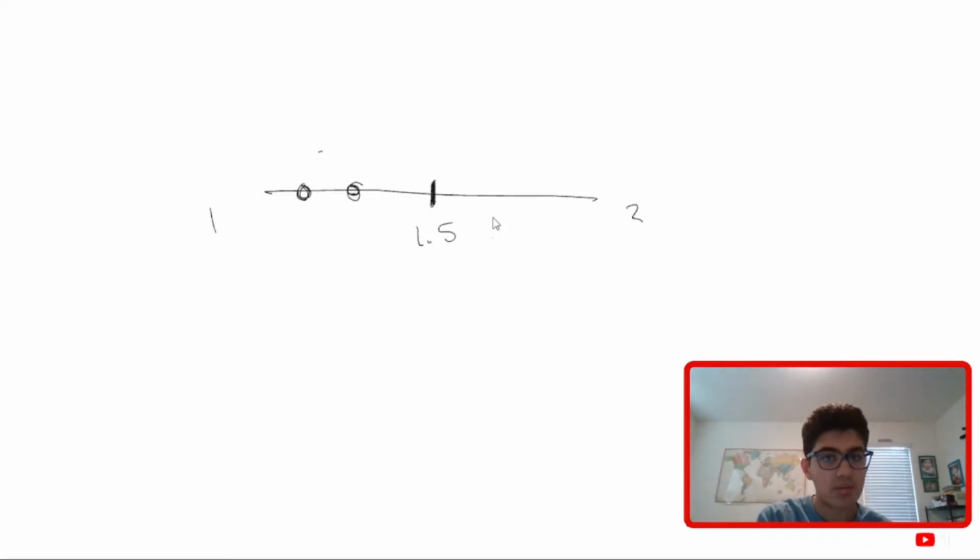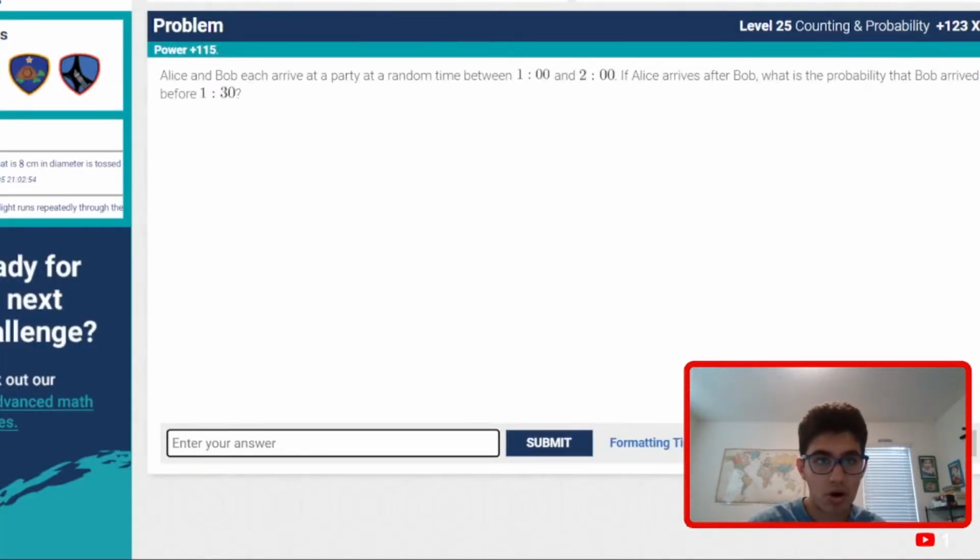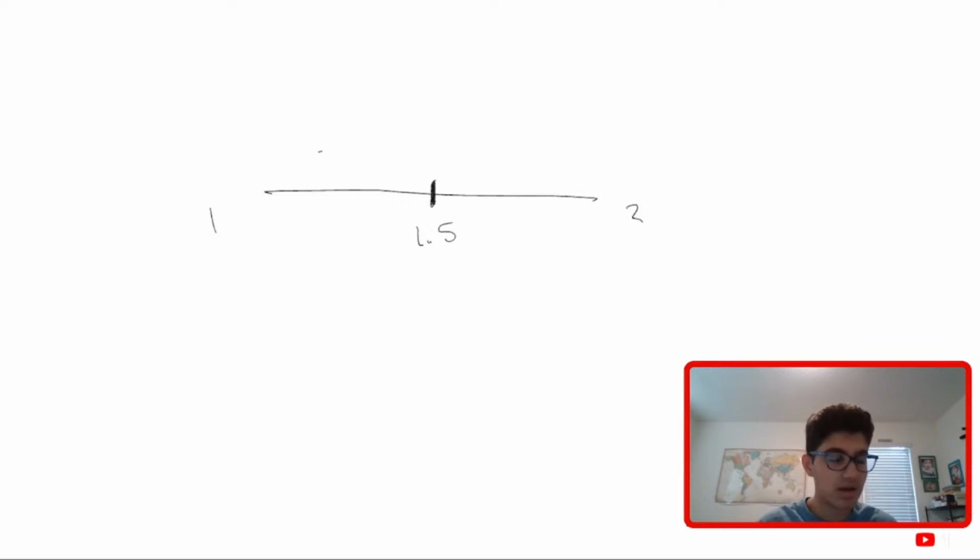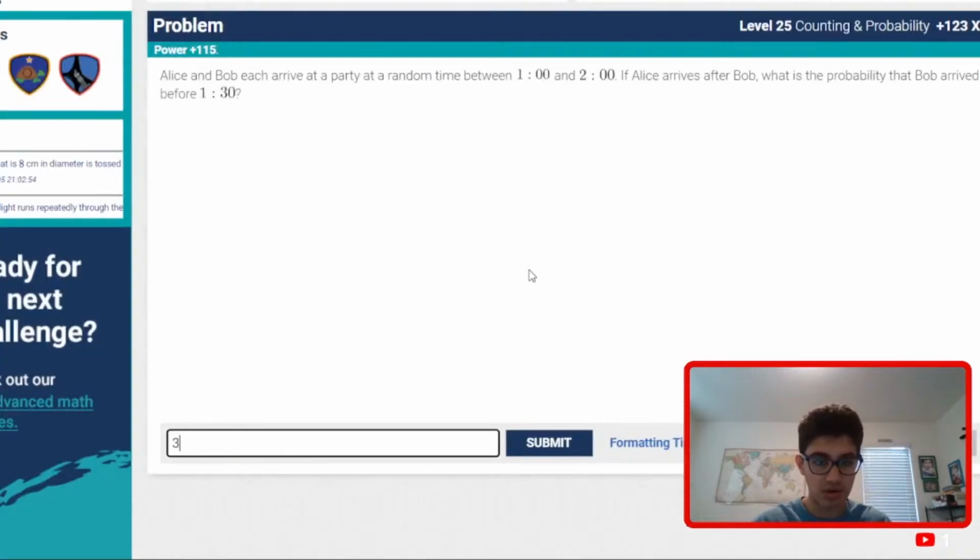Wait, wait. Let's look at the complement of this. Alice comes after Bob. What is the probability that Bob doesn't come before 1:30? That means he comes after 1:30, right? That means that both of them are in this one half range. So one half times one half, which is one fourth. So it'll be one minus one fourth, or three fourths.